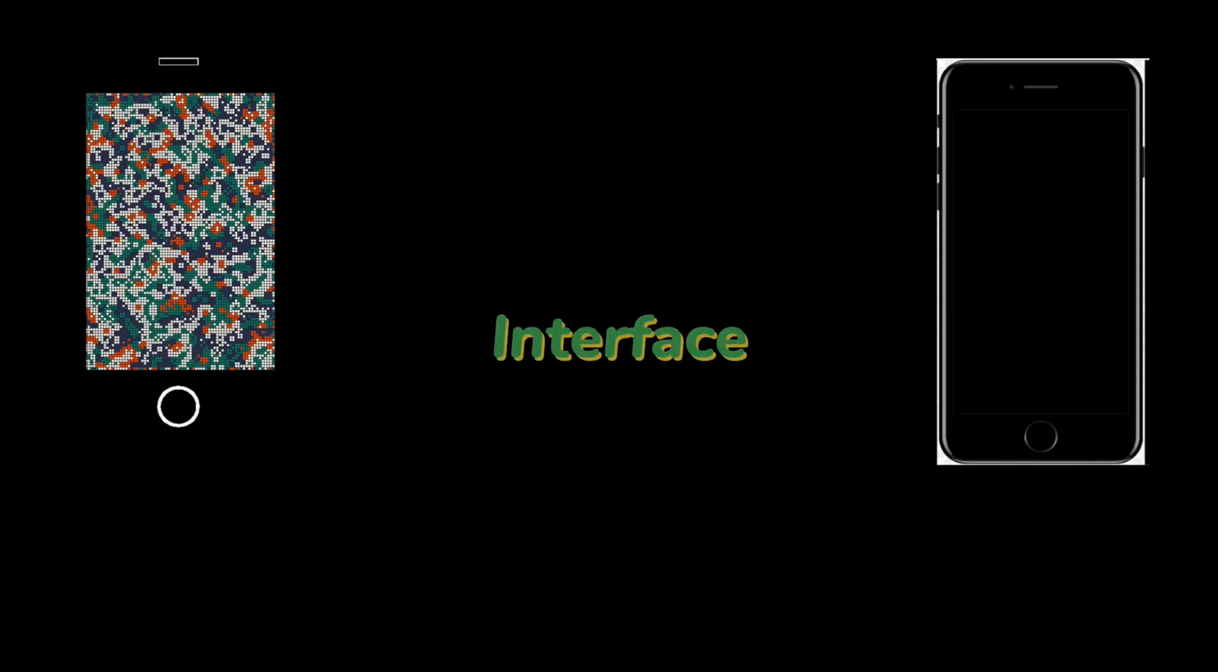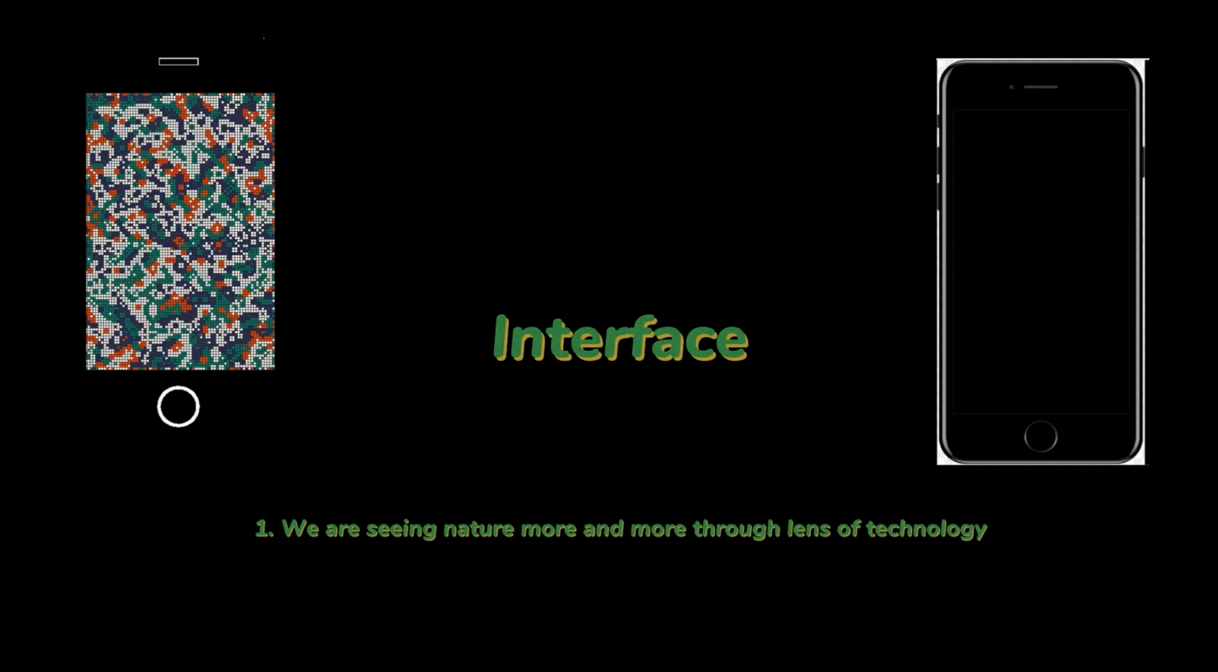And also, our interface is designed to look like a cell phone or tablet. For one reason, it represents how we view nature more and more only through the lens of technology. And the other reason is that it has a meaning that when our future generations see this with higher tech devices, they could also see nature through the lens as we are doing today.